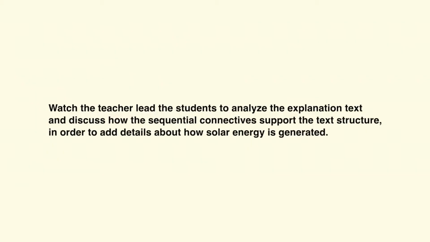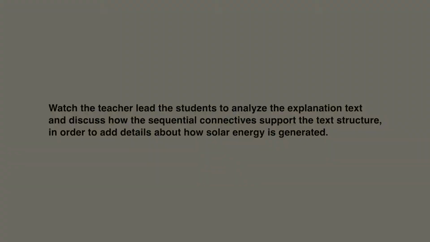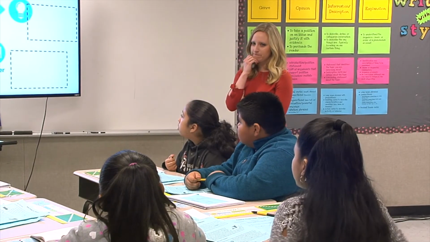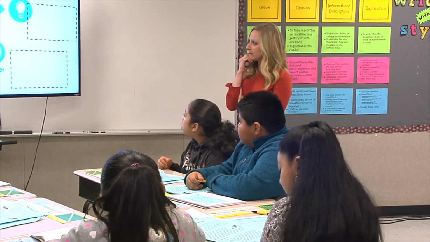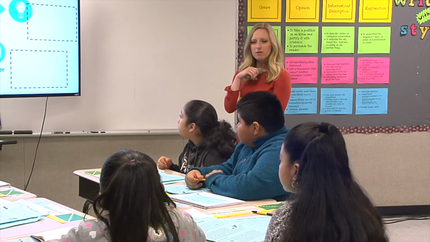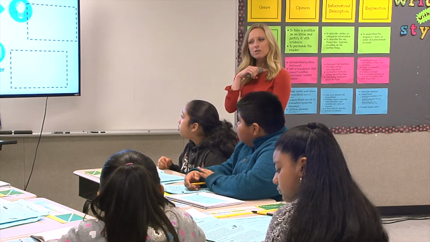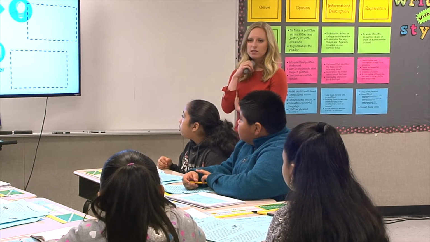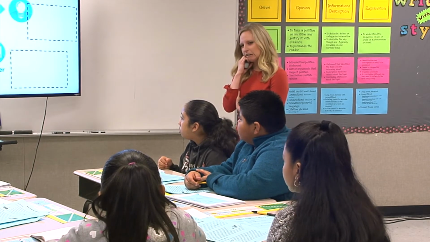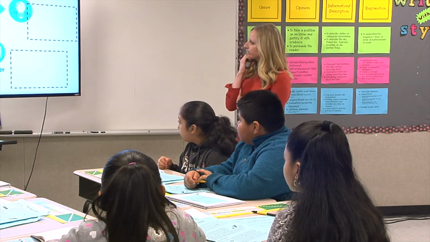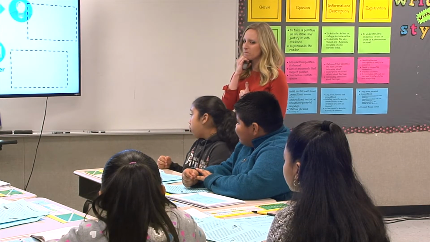Watch the teacher lead the students to analyze the explanation text and discuss how the sequential connectives support the text structure in order to add details about how solar energy is generated. I want you to look at this graphic organizer, okay? I want you to talk to your partner. What do you think this graphic organizer is talking about? What is it explaining here? Look real quick, think. When you think you have a thought, just give me a thumb.